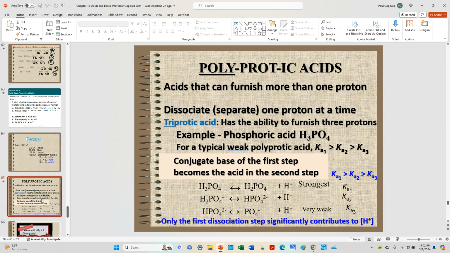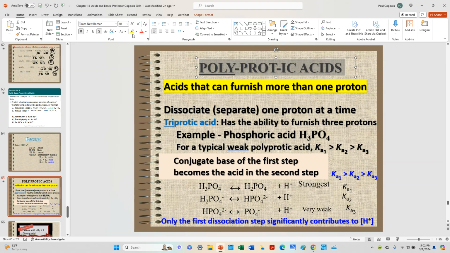And then we mentioned something about polyprotic. This will be on the exam. One of the definitions you should know. It's basically an acid that can furnish more than one proton, okay? So like H3PO4, it can shed one proton, and then it can shed a second proton and shed a third proton. So you should know that definition. It has the ability to furnish more than one proton, so it's polyprotic, which means many protons.